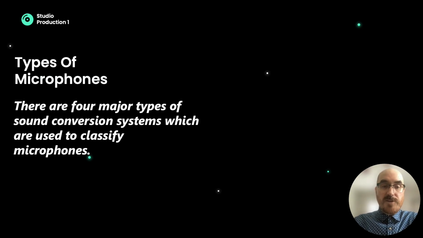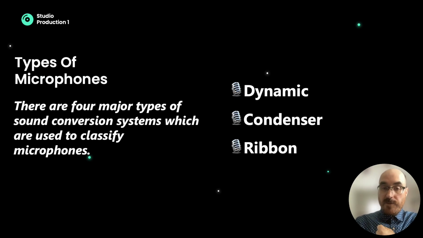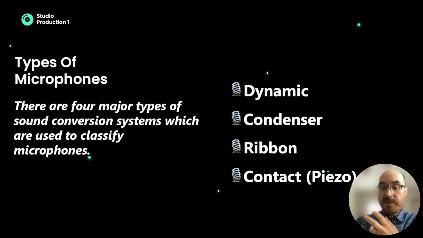So there are four major types of sound conversion systems which are used to classify microphones: dynamic, condenser, ribbon, and contact or piezo. If there are any guitar players or violin players in the group, you're used to using a piezo pickup on an acoustic instrument, which captures the sound directly from vibrations. We'll talk about that in a little more detail in just a moment.